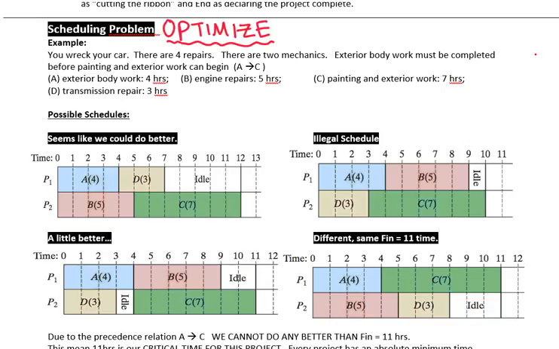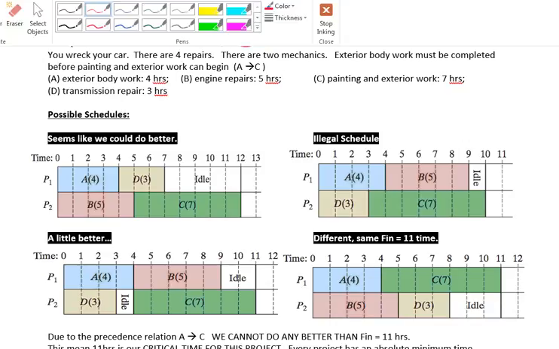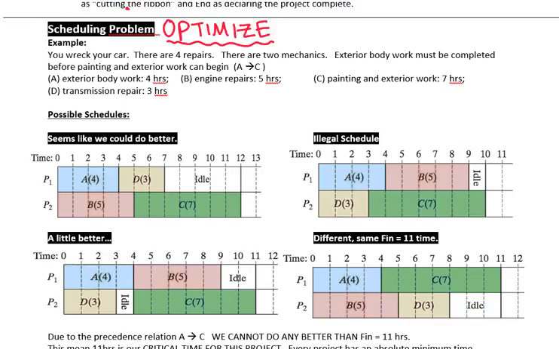In our last chapter, we were looking for minimum spanning trees. We were looking for the smallest way to connect all of the vertices. These are all optimization problems. We're still working on that. So, for example, you wreck your car, and there's 4 repairs. You've got 2 mechanics. So the first thing I notice as I'm looking at this is we have 4 repairs. There are 4 things that need to be done. That means those are my tasks. And there are 2 mechanics. So I have 2 processors.